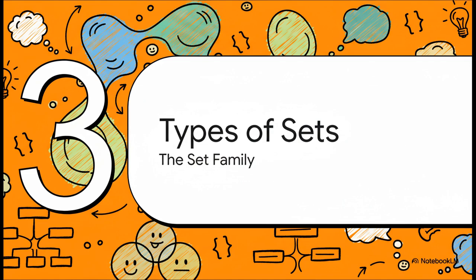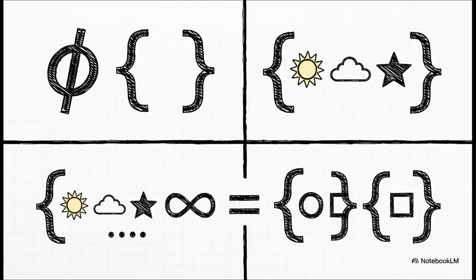Now let's meet the family. Yep, there are different types of sets, and you can think of them like different members of a family, each with its own special personality. Let's meet them real quick. First, you have the empty set. Basically a set with nothing inside, a completely empty set. Then there's a finite set, where you can actually count how many things are in it, like the months in a year. The opposite is an infinite set, which just goes on forever, like all the numbers or all the stars in the sky.